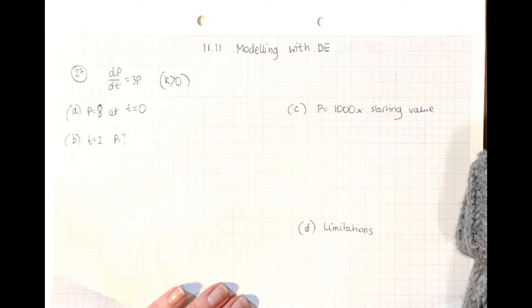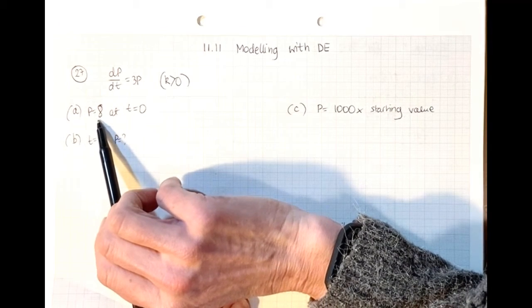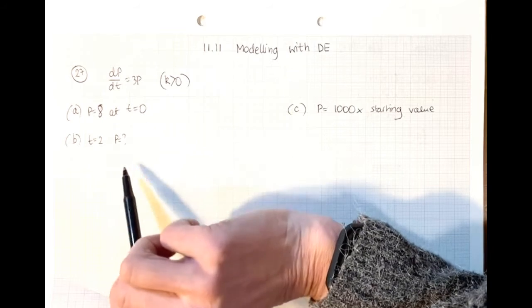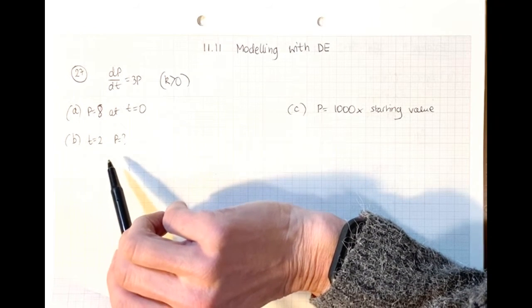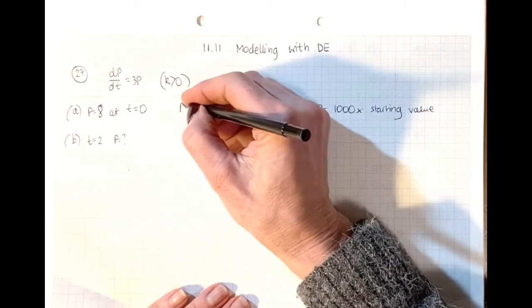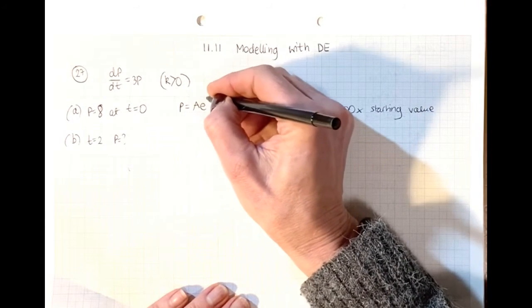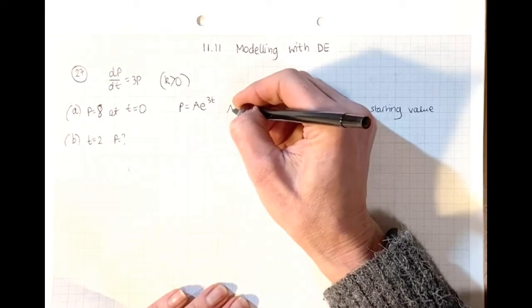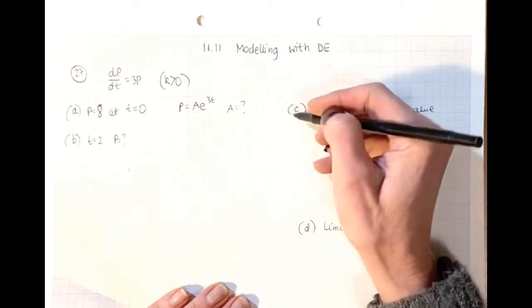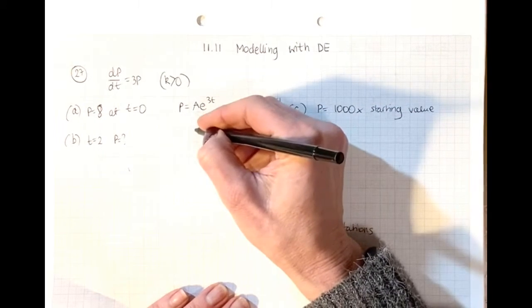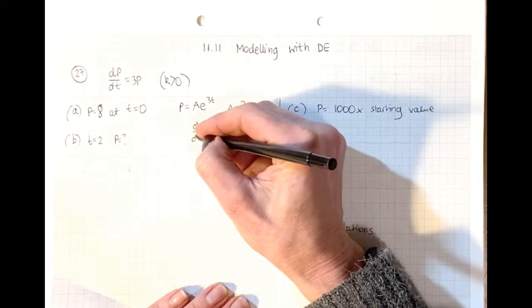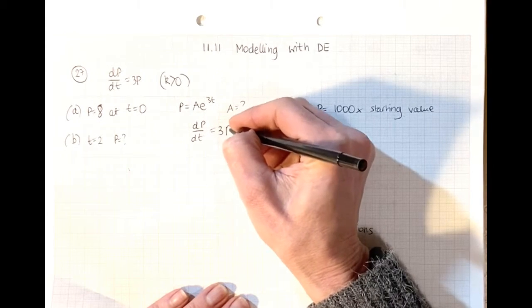The rate of increase of a population P of microorganisms at time t in hours is given by dP/dt is equal to 3P. Initially, the population was of size 8. So here P is equal to 8 at t equals 0. That's what initially means. So we have to find a model for P in the form P equals A times e to the power of 3t, stating the value of A.